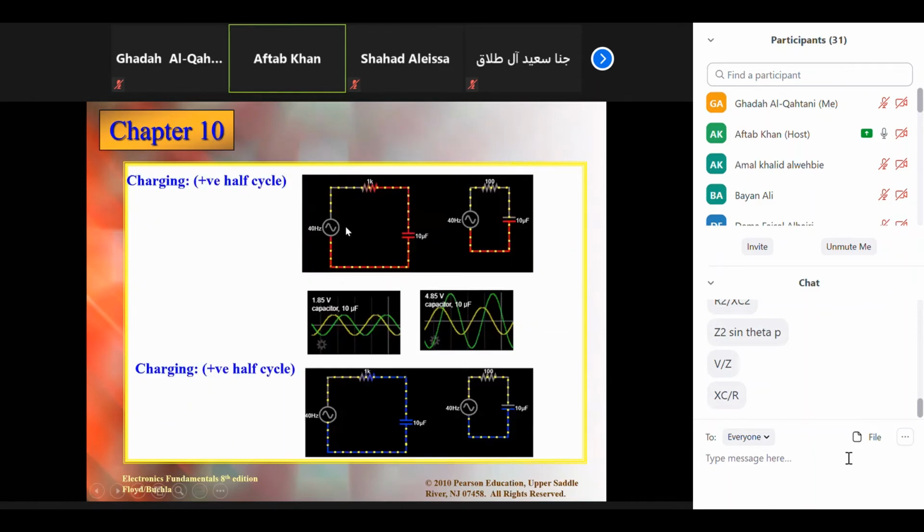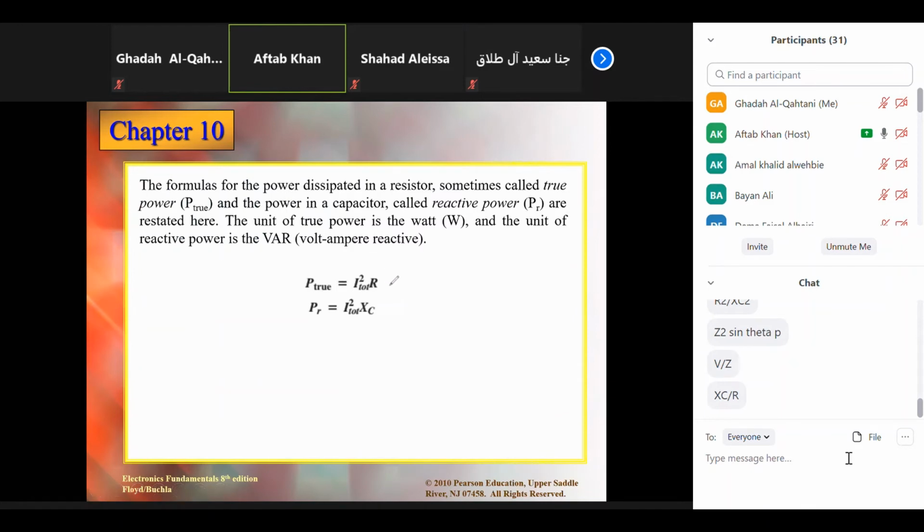This is just showing how a capacitor charges in a half cycle and returns the energy in the other half cycle. Just a screenshot from fallstat.com to see this. Here is the clockwise direction, blue one is the anti-clockwise direction. All right, see now the powers. The true power formula is well known, because it is associated with the resistance.